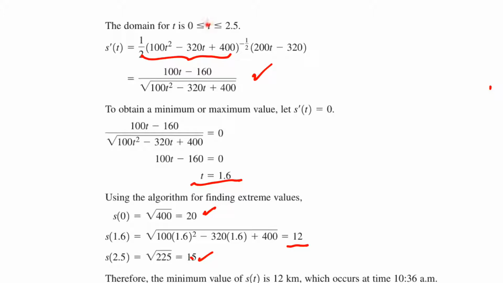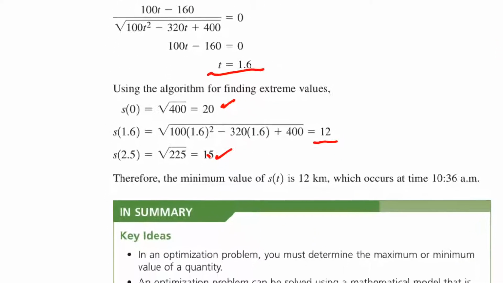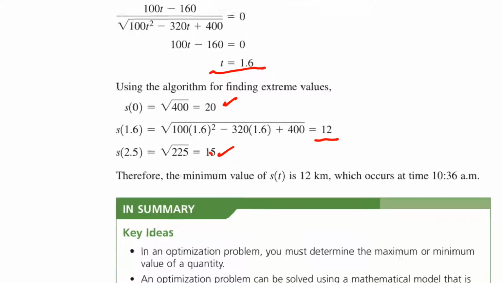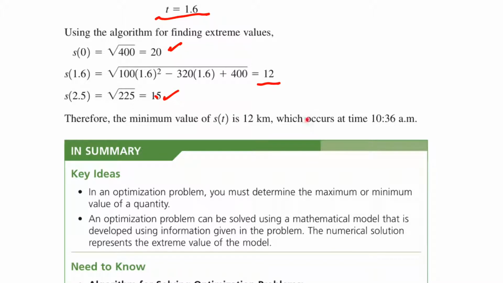T is greater or equal than 0 and smaller or equal than 2.5. The critical number is 1.6 by setting the derivative to 0. We find the corresponding values to 0, 1.6 and 2.5, and we see after 1.6 hours their distance is 12 kilometers, which is minimum. This means at 10:36 a.m. they are closest to each other.